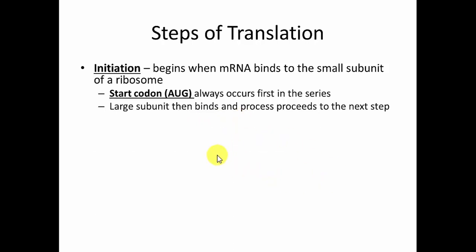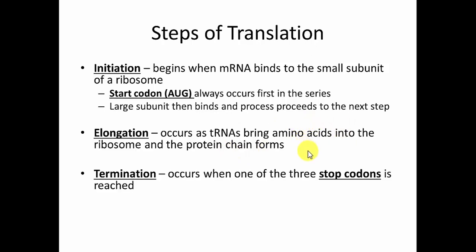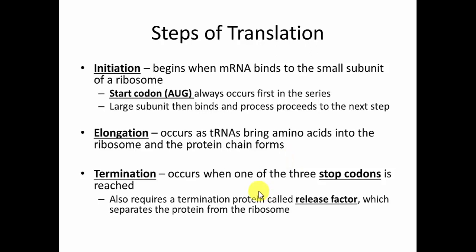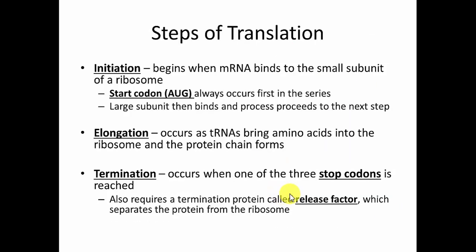Following that, elongation occurs, and this process begins as the transfer RNAs bring in additional amino acids and the protein chain forms. Termination occurs when one of the 3 stop codons is reached at the end of the protein sequence. There's also a protein called a release factor, which will help separate the protein from the ribosome.